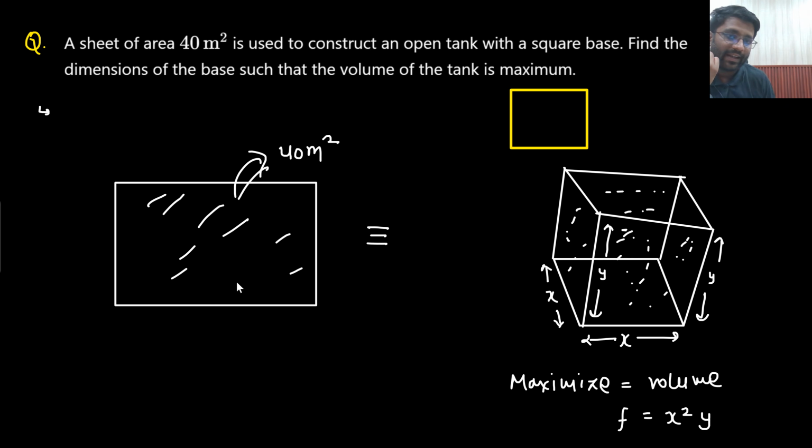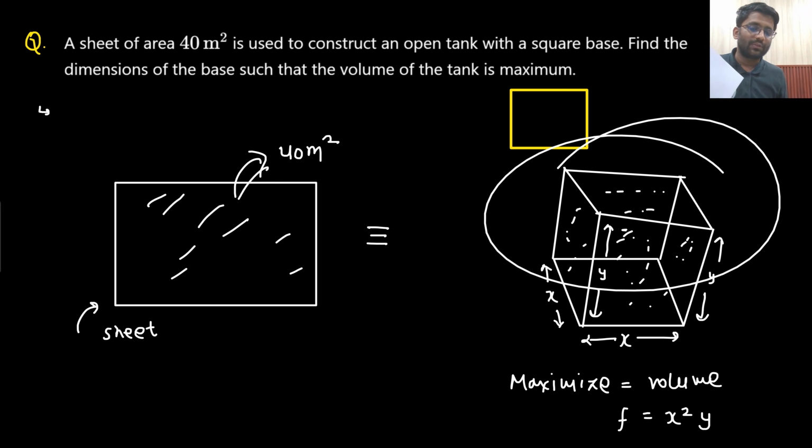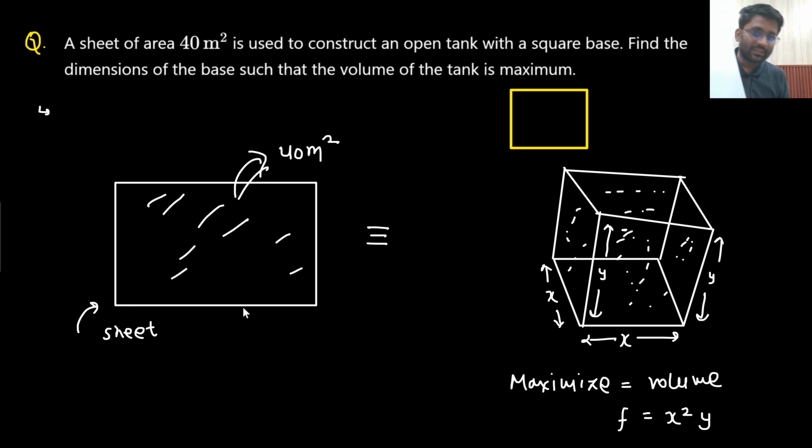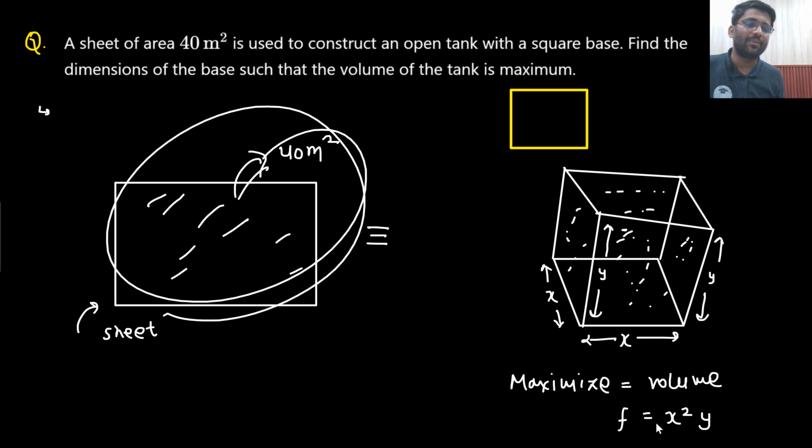This particular tank has been made from this sheet, no? So let's just say I was having this sheet with me, which was having a surface area of 40 meter square. Now I folded it somehow and I made this particular box. So the surface area of this box and the surface area of the sheet would be the same only, no?